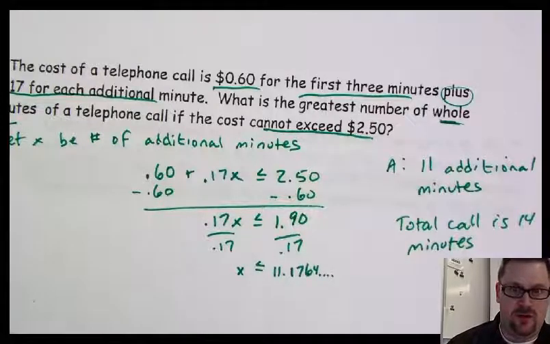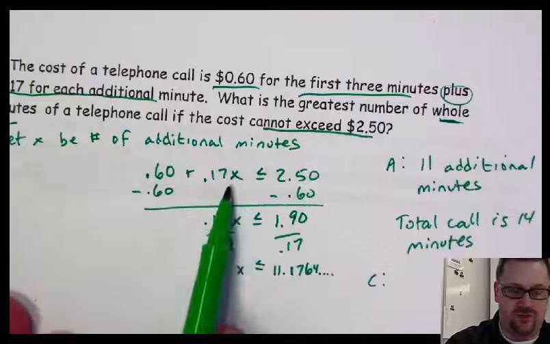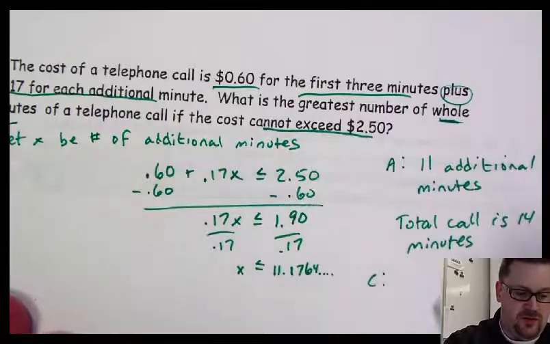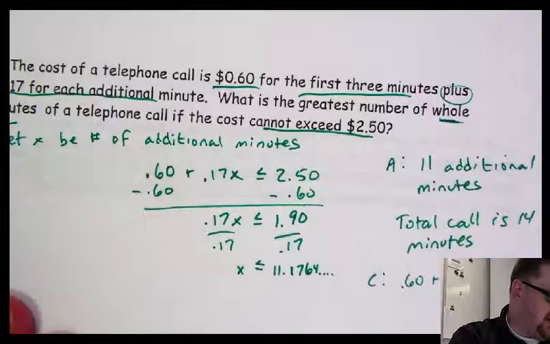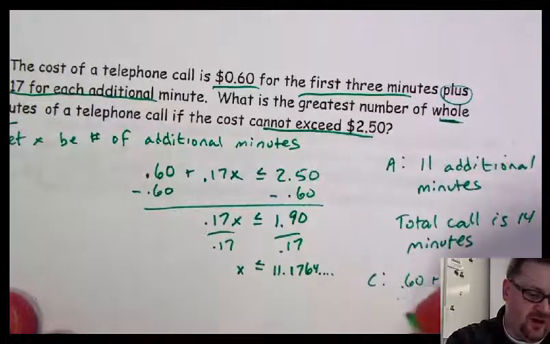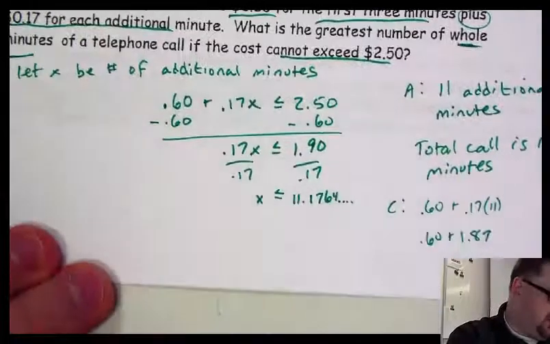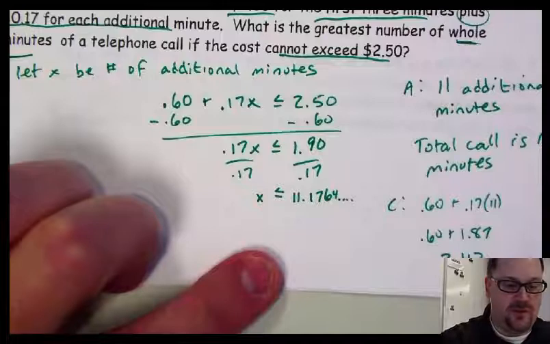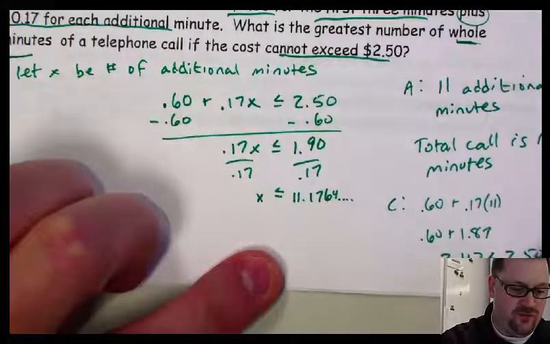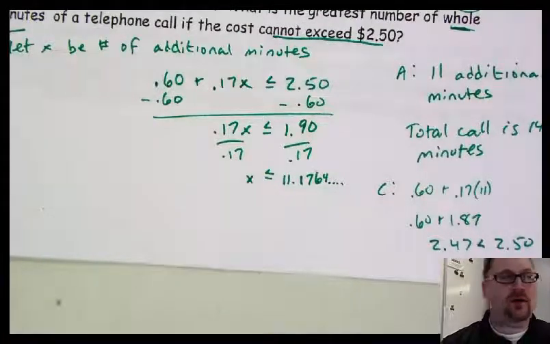Okay? To do a check on that, just check 14. All right, or well, check 11 for the x. So if I did 0.60 plus 0.17 times 11, well, 17 times 11 cents is $1.87. $1.87 plus 60 cents is $2.47. And so now again, you would ask yourself, is $2.47 less than $2.50? In fact, it is, so it checks.